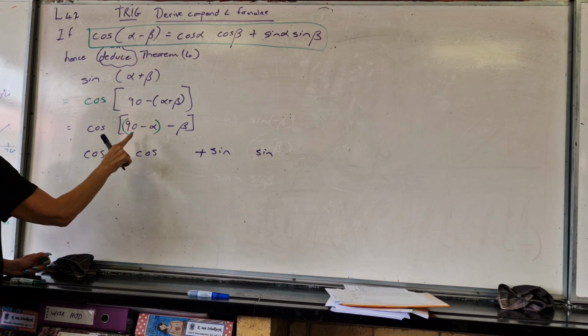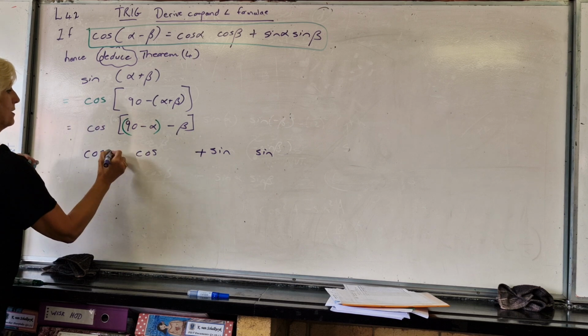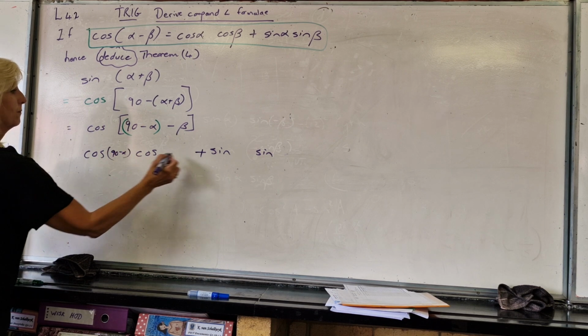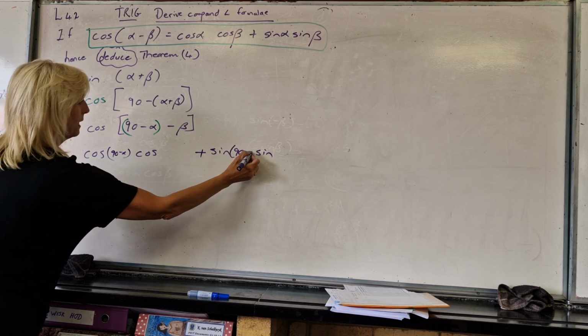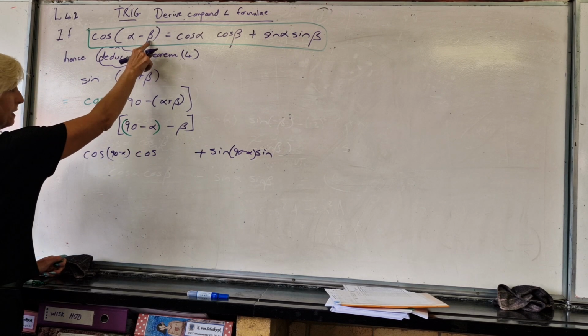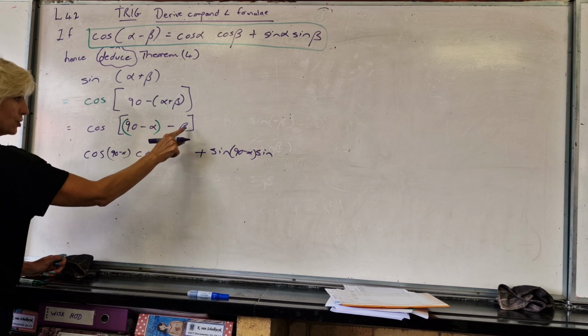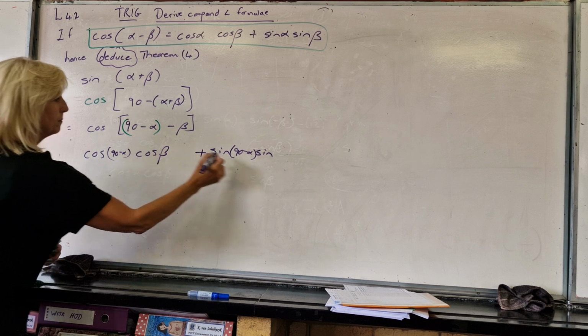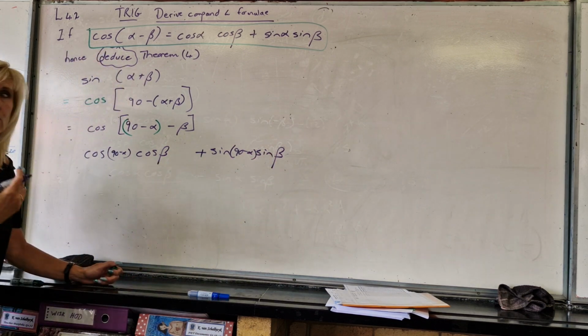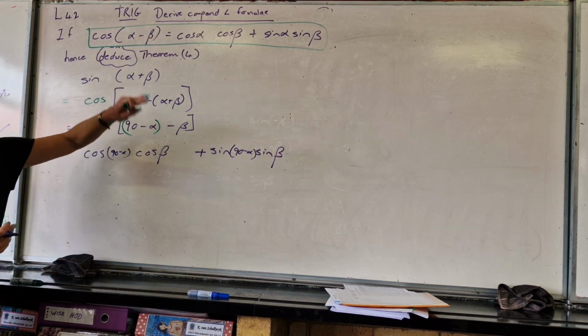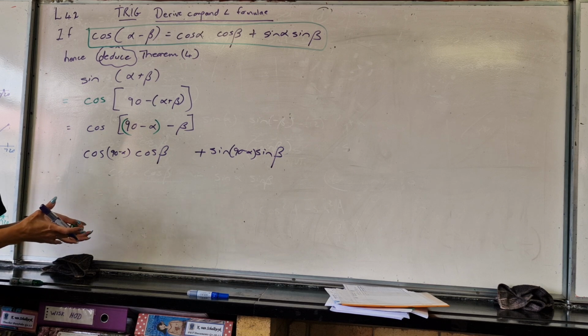What are these 2 angles? Alpha is now 90 minus alpha. And then the beta there is after the minus, so it's just again beta. So that you understand what you're doing, you're using that to prove the next one.